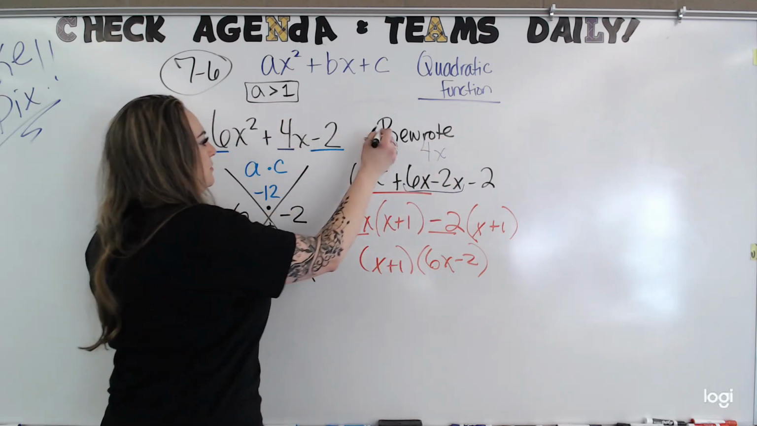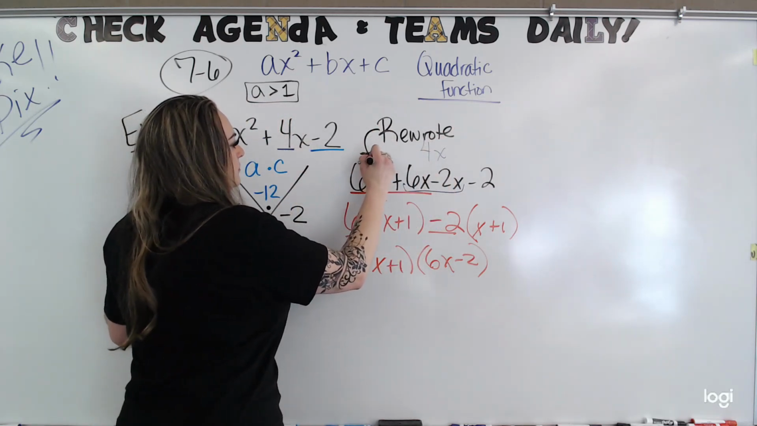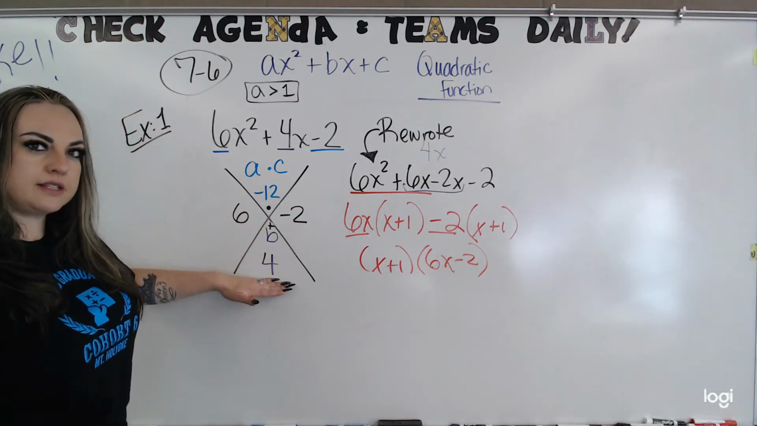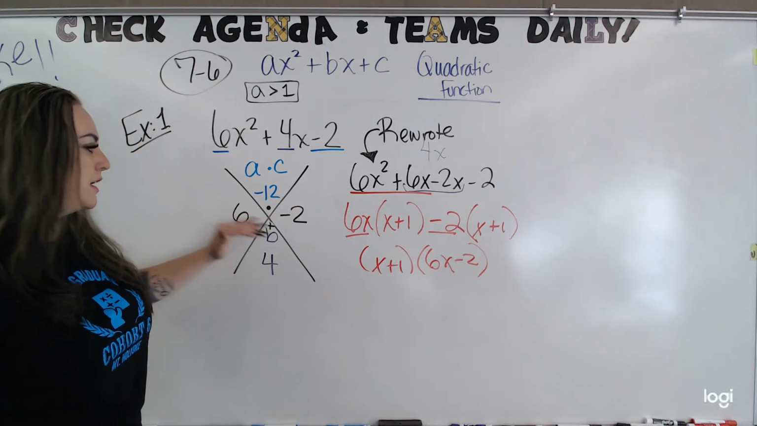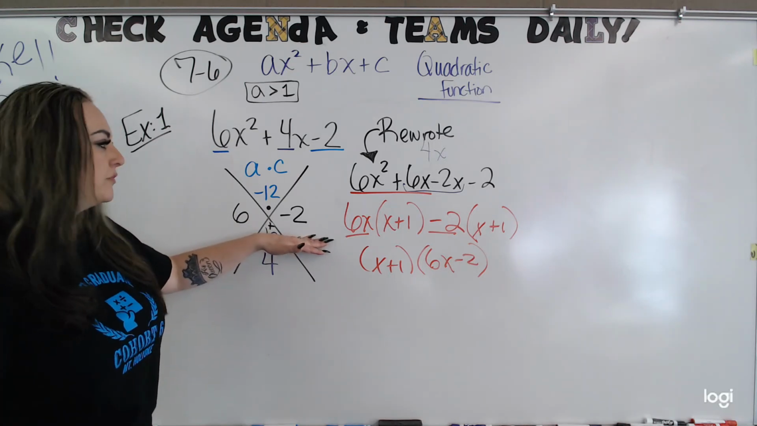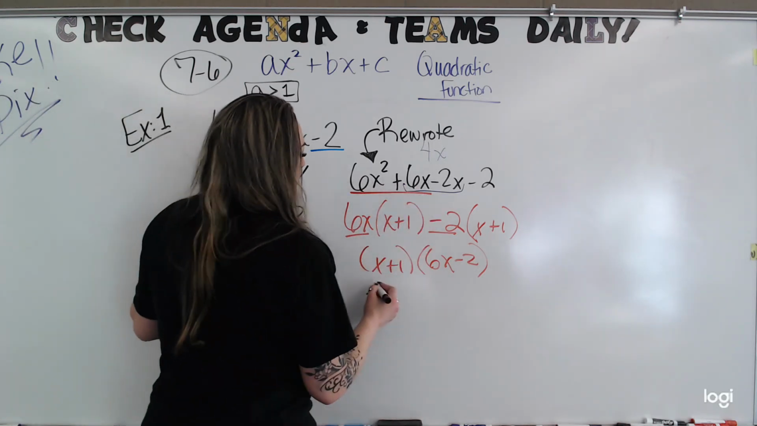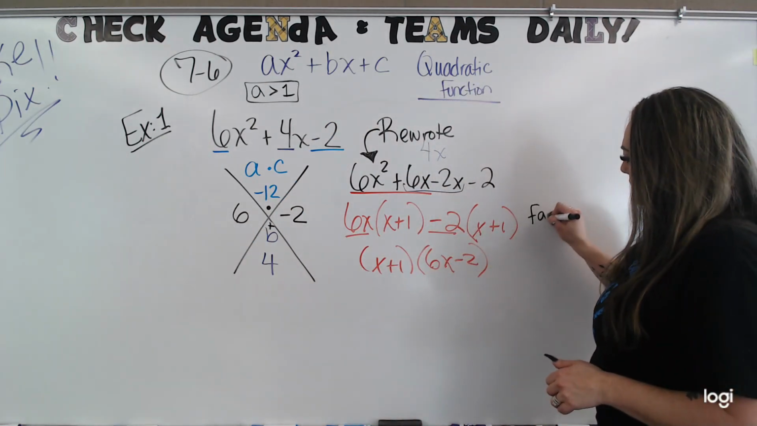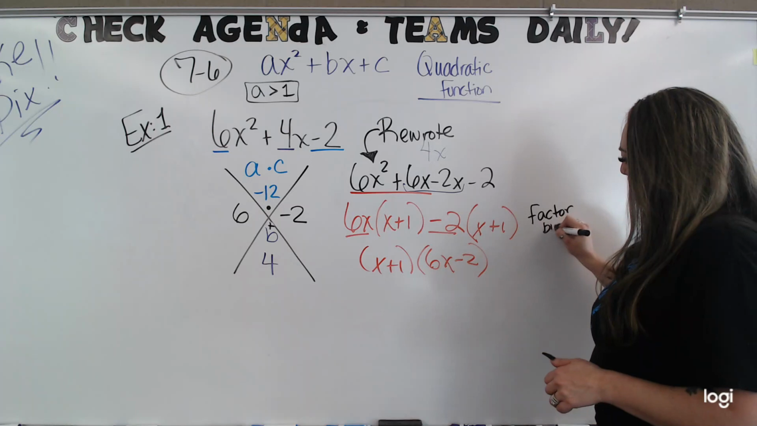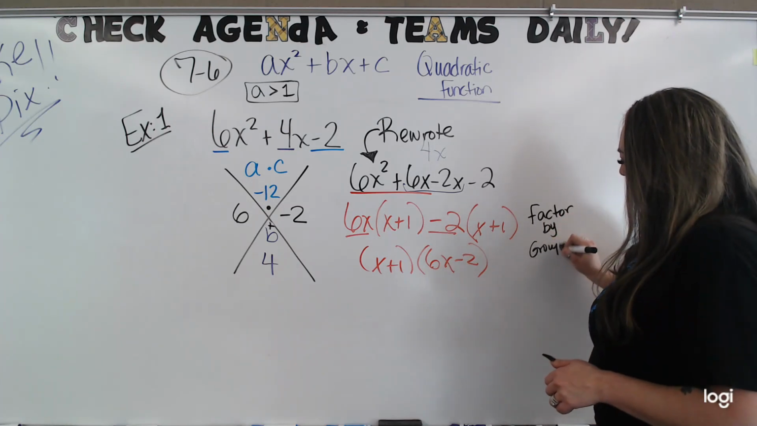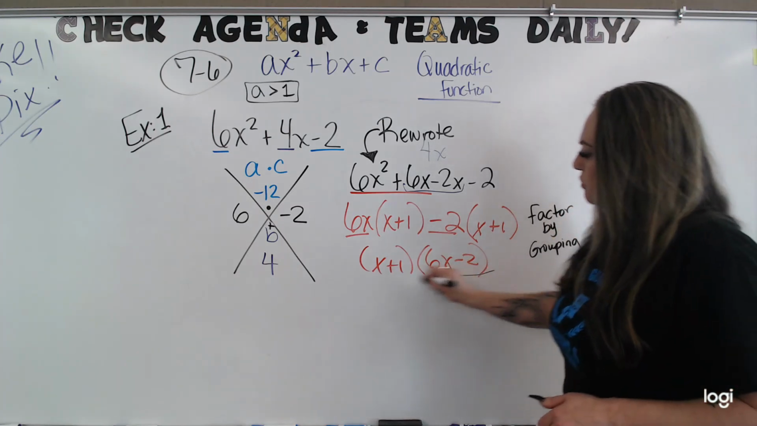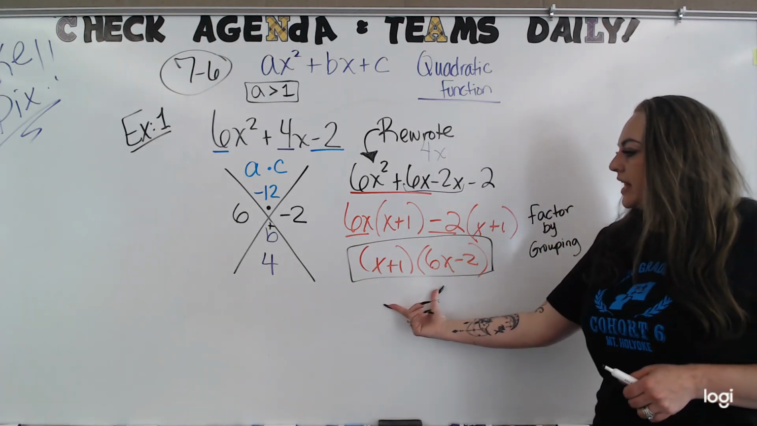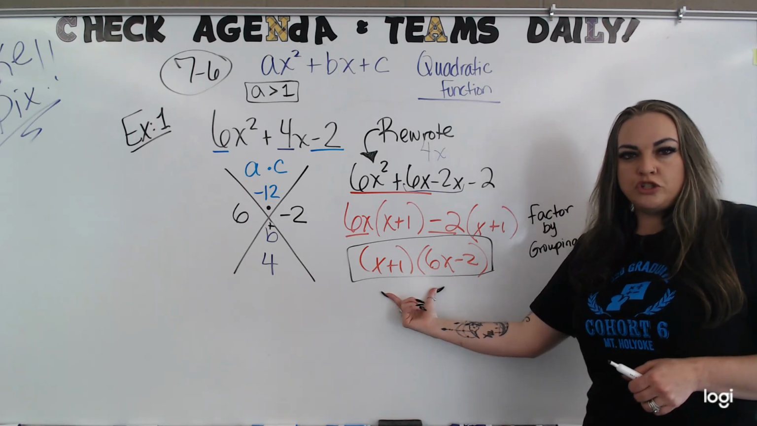Once we had that, we rewrote our original to show that 4x is the same as 6x minus 2x. And then we did factor by grouping right here, to write our final factored form, which is written as a product of two binomials.